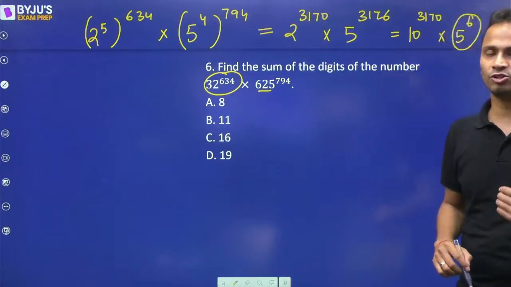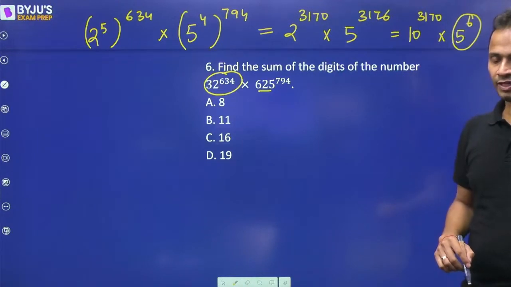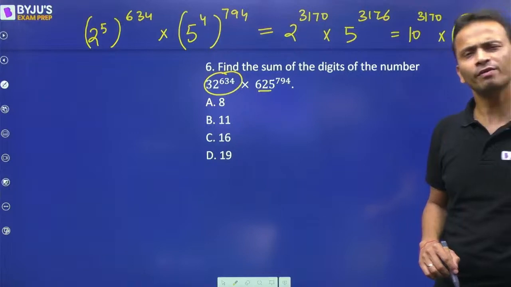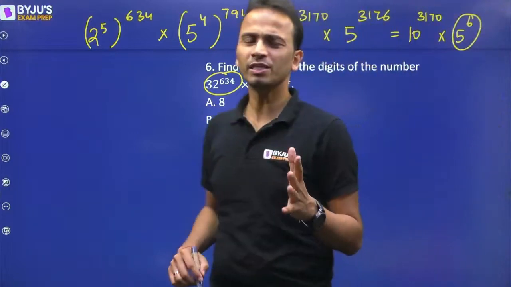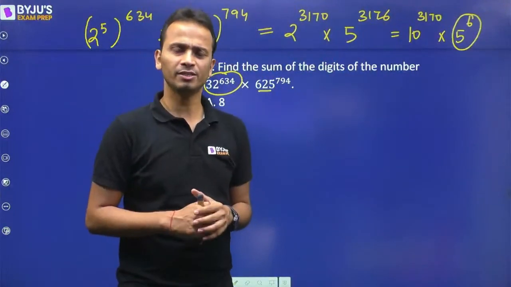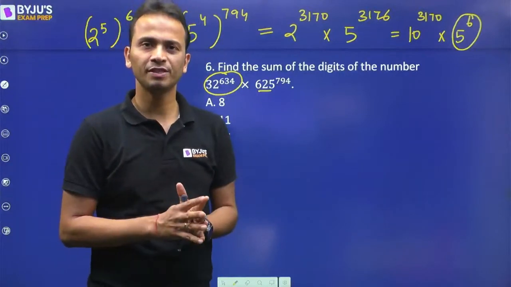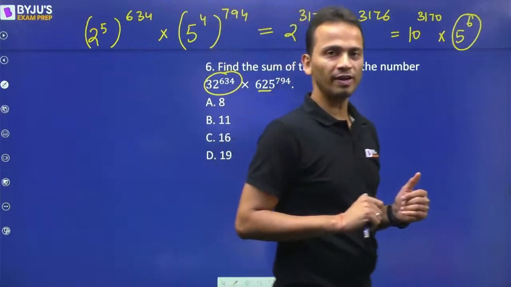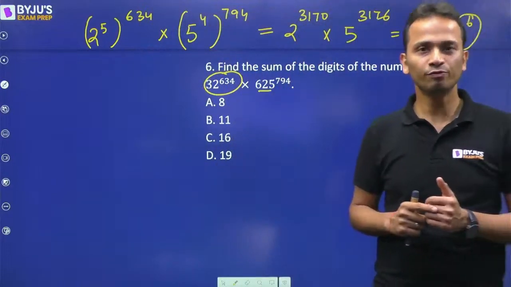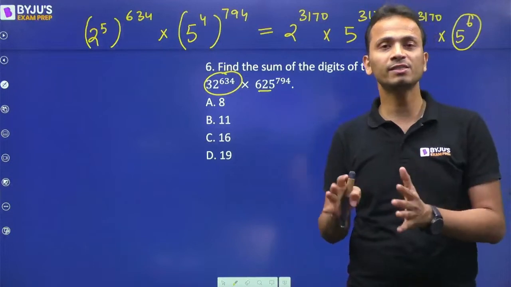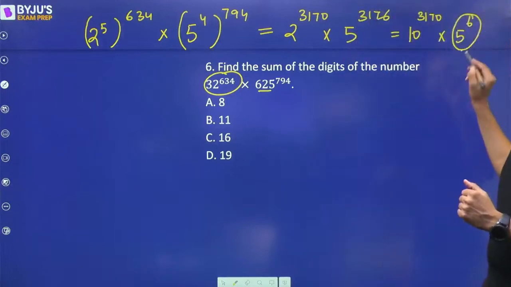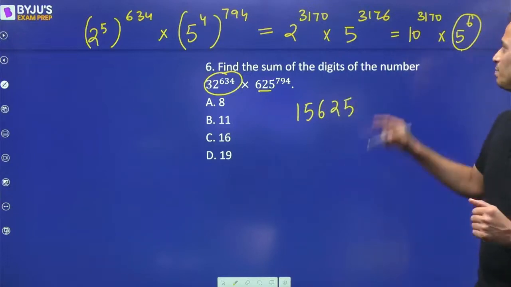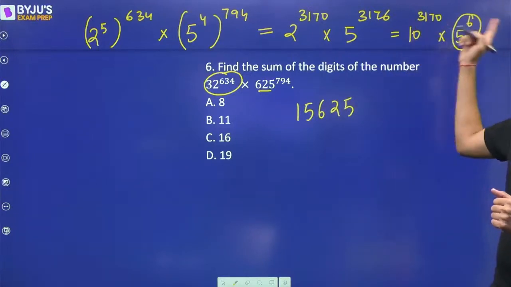What is the value of 5 raised to the power 6? 25 into 25 into 25. 25 cube. 25 cube की value याद नहीं होगी किसी को, ठीक है? So orally calculate करते हैं. 25 square तो पता है 625, right? Then 625 into 5 is 3125. Then 3125 into 5 is 15,625. So इसका value will be 15,625 multiplied by 10 raised to the power this number.